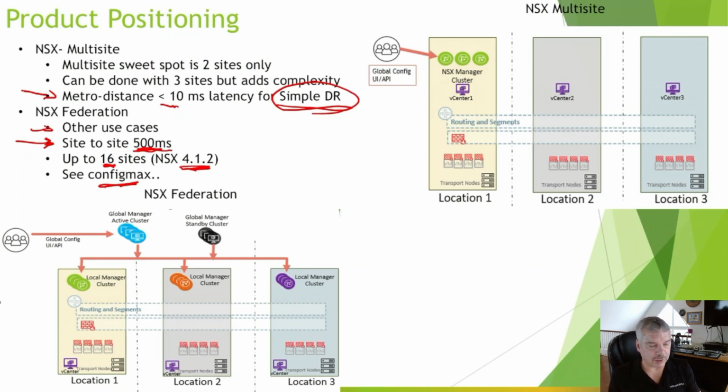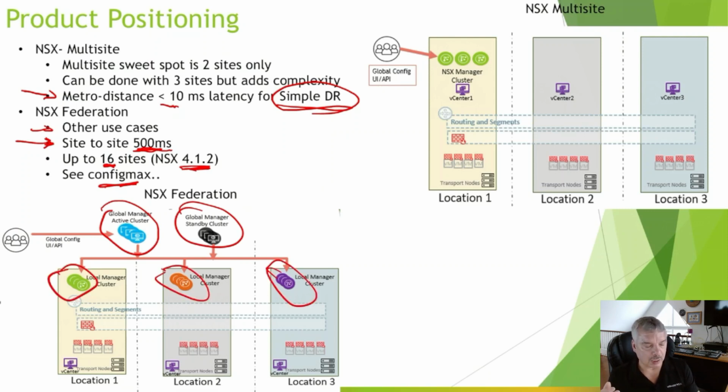Okay. So for Federation, one of the things I'll just real quickly point out is we have this thing called a global manager cluster, a standby global manager cluster, and then we have local manager clusters. So these are VMs here, right? Whereas with multi-site, I just have the 3 managers and that's it. So obviously a very large footprint down here for Federation. And we'll take a look at some possible different configurations for that.